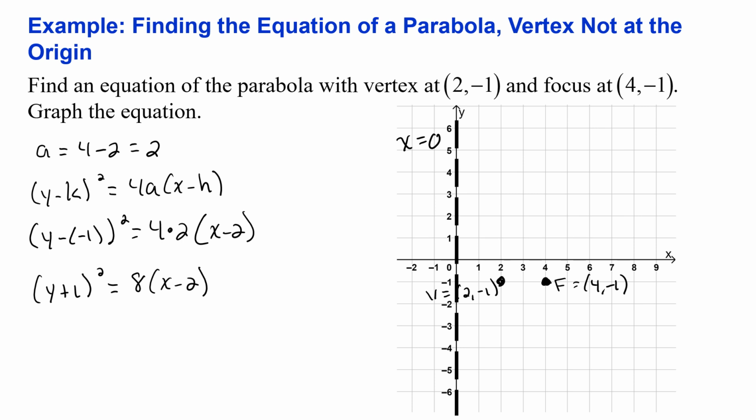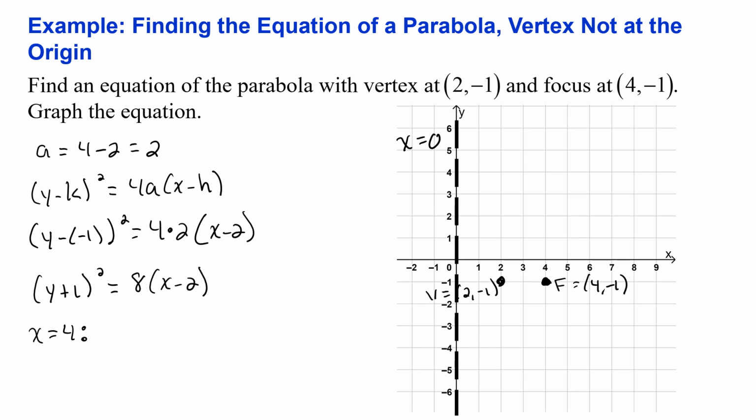So now we want to graph the equation. So to finish sketching the parabola, let's find the endpoints of the latus rectum. And to do this, we'll substitute the x value of the focus, which is x equals 4, into the equation we just wrote for the parabola.